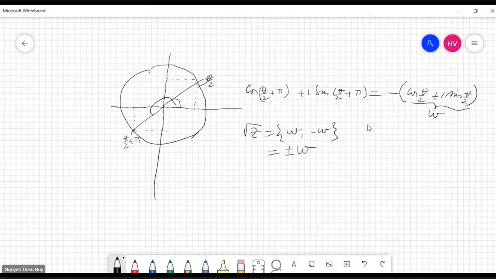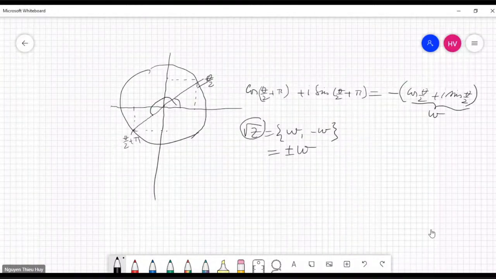If you want to write it exactly, because it's a set, then you have to write it as a set. But because in this set there are only two opposite values, w and minus w, we are allowed to write it the easy way as plus or minus w.